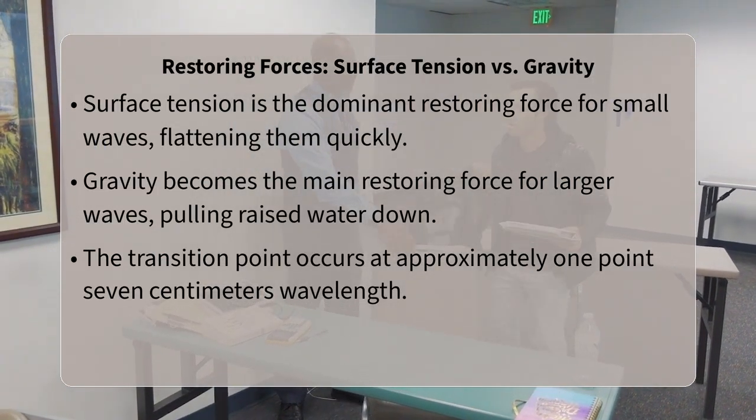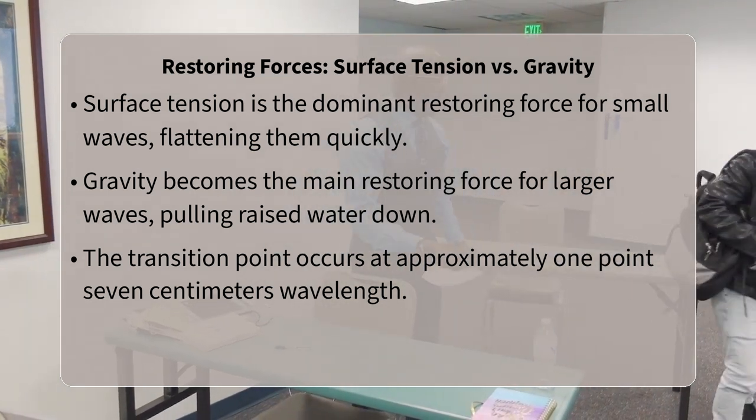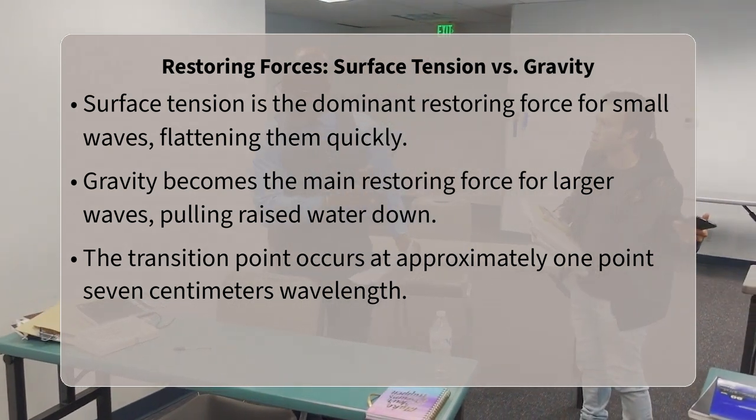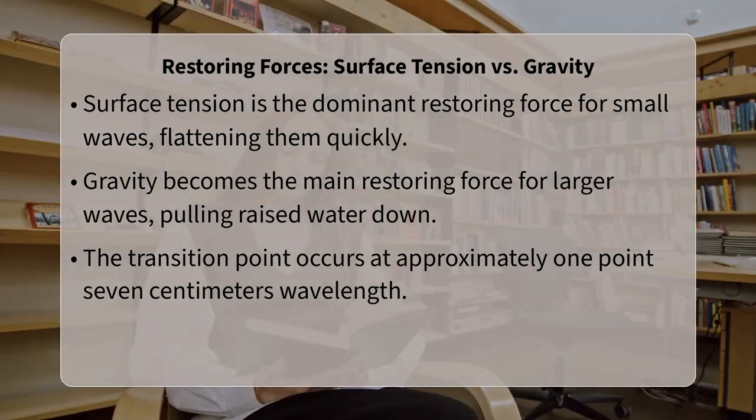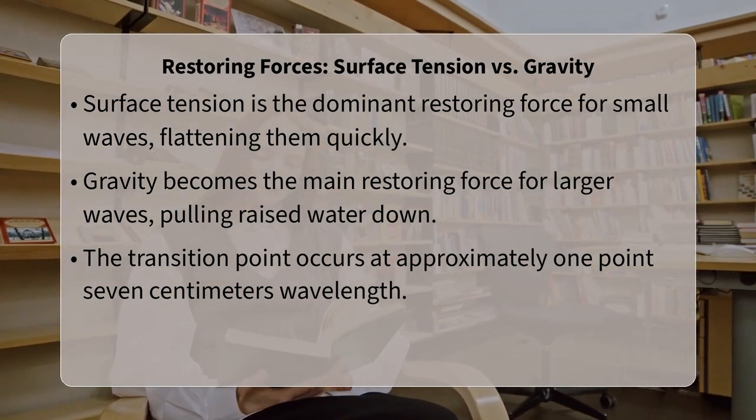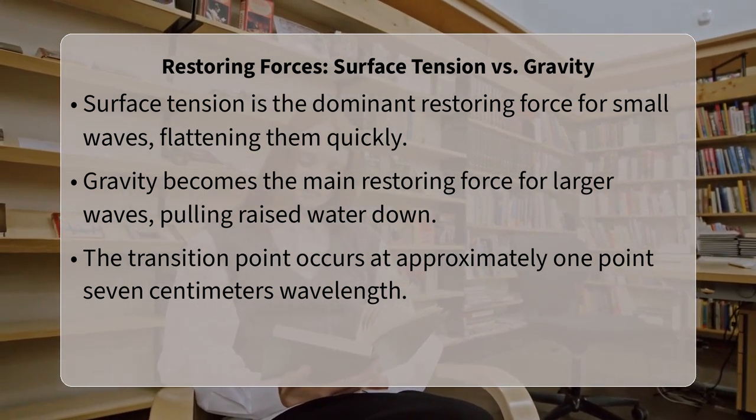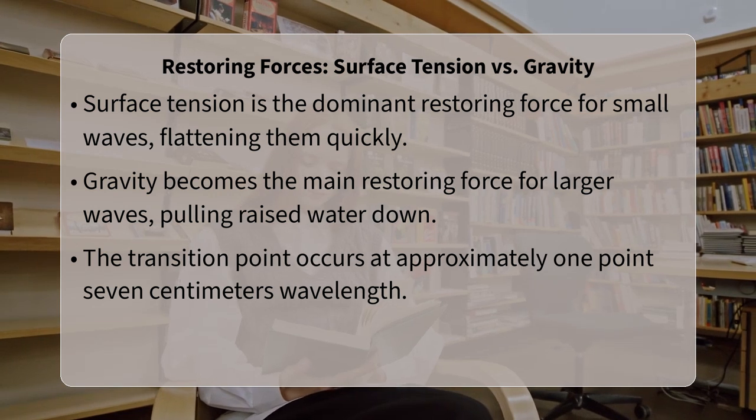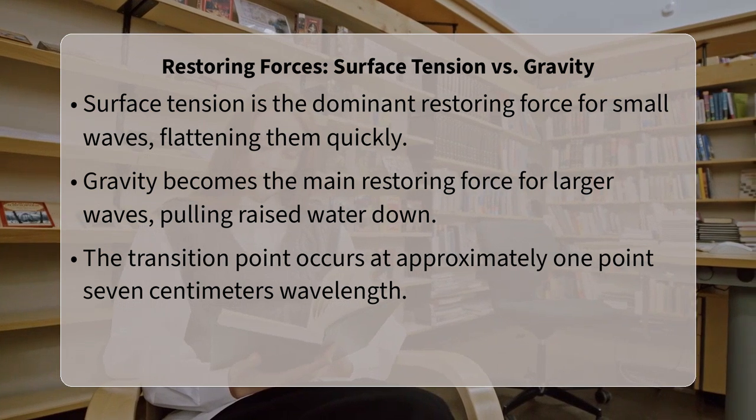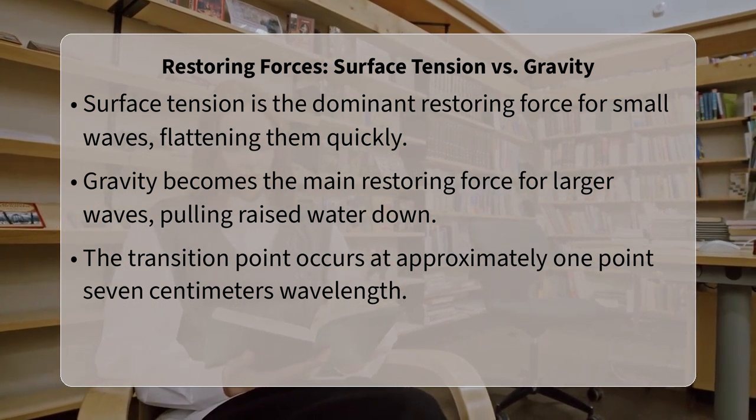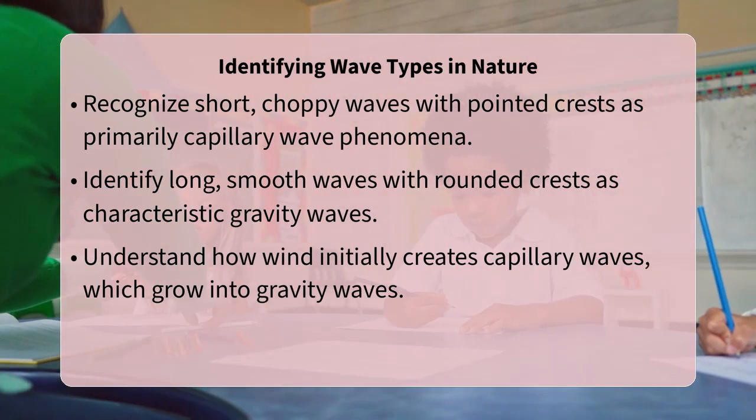For small, short wavelength disturbances, typically less than 1.7 centimeters, the cohesive forces between water molecules, known as surface tension, are powerful enough to pull the water surface back into a flat state. These are capillary waves. However, as the wavelength increases beyond this critical point, the mass of the displaced water becomes significant enough that the force of gravity, pulling the water downwards, exerts a much greater influence in restoring the surface to equilibrium. At this threshold, gravity waves begin to dominate.